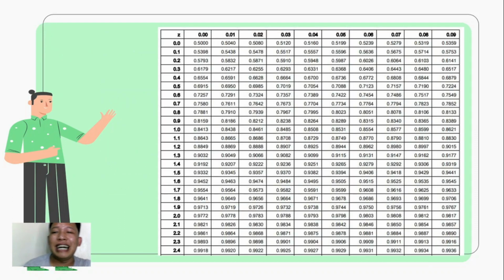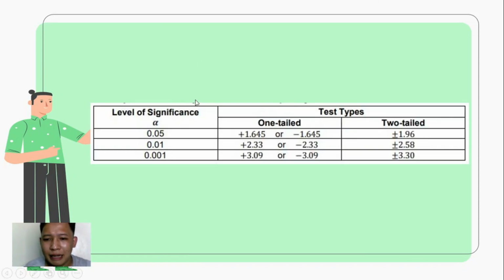Okay? So, by the way, this is the Z table that we are using before. And tulad ng sinabi ko, we have here the most commonly used. Ito nga, 5%, 1%, tapos 0.1%. Okay? So, ito kapag kay Z po ito.